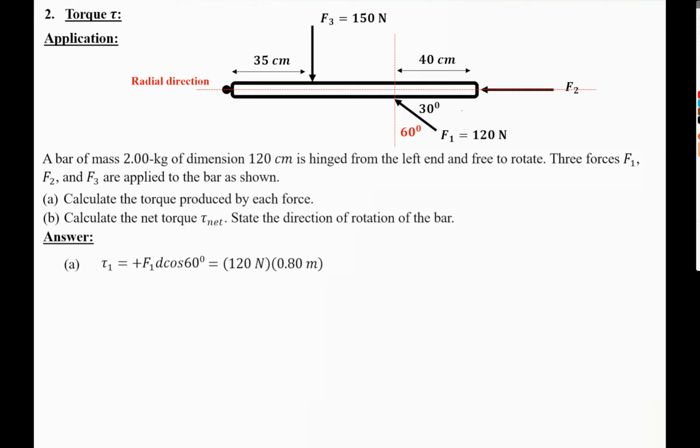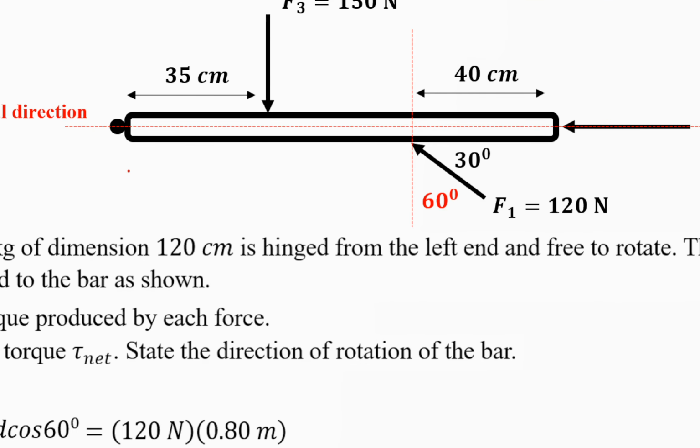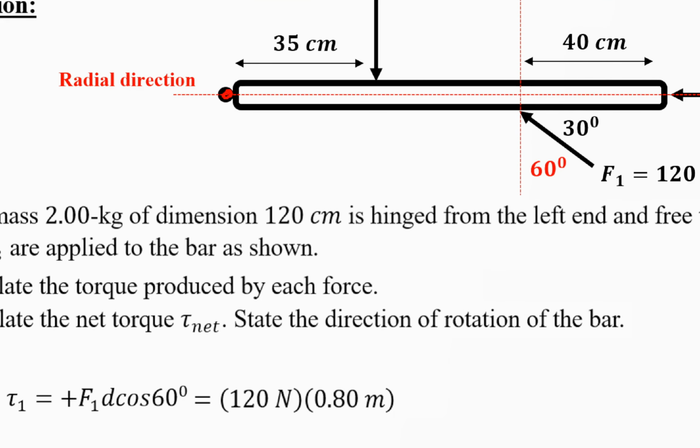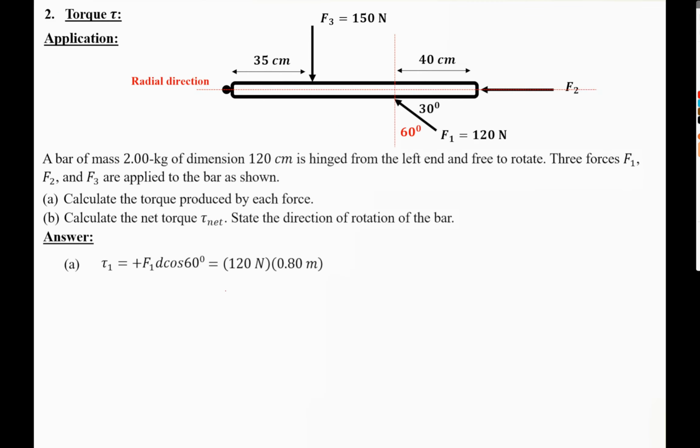So if the bar is given by 120 centimeters, and from here to here is 120 centimeters, and from the right edge to this point is 40 centimeters, then 120 minus 40 would be 80 centimeters, which means the distance D from the point of rotation, which is the pivot point as shown here, to the point where the force is applied is 80 centimeters. Converting it into meters, that would be 0.8.